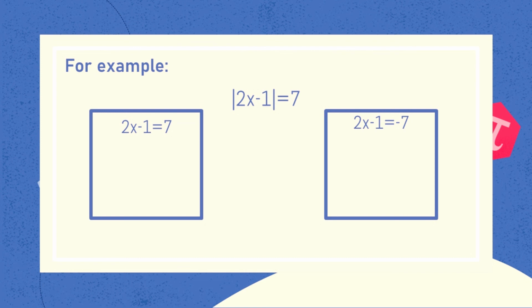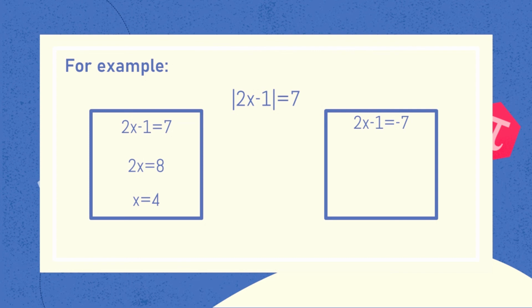So let's solve for the positive value first. 2x minus 1 is equal to 7. Add 1 to both sides, which leads us to 2x is equal to 8. Then divide both sides by 2, which leads us to x is equal to 4. So that is our first answer.